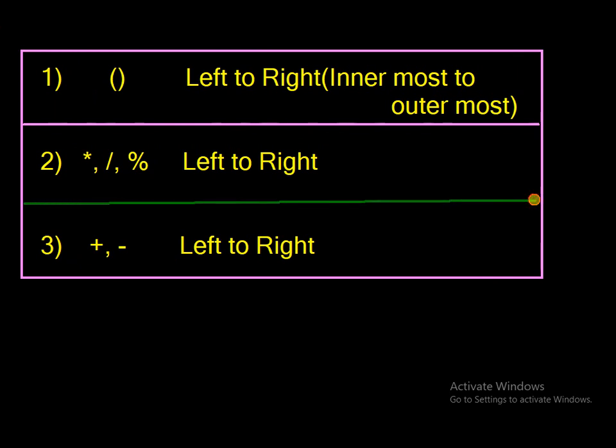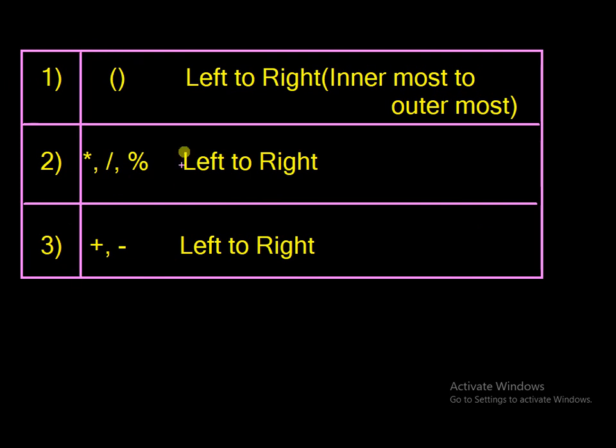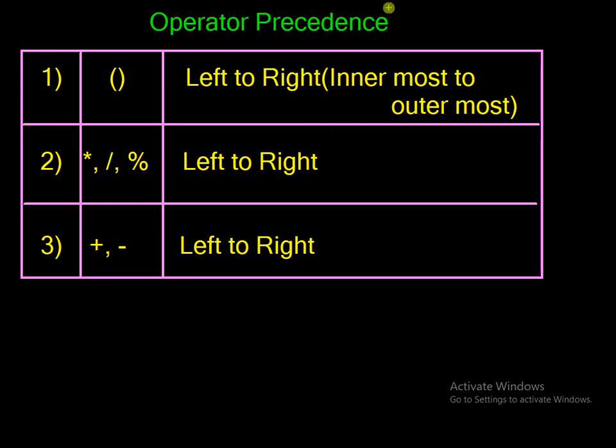First category, brackets, left to right and innermost to outermost. Second category, multiplication, division, modulo division. Third category, addition and subtraction. This order is executed. Operator precedence. So first brackets, next multiplication, division, modulo division, next addition, subtraction, left to right.